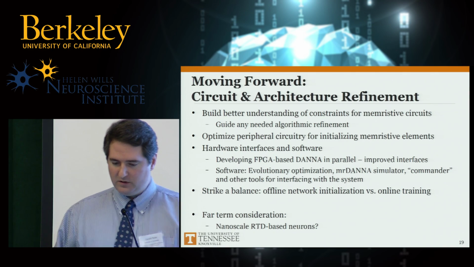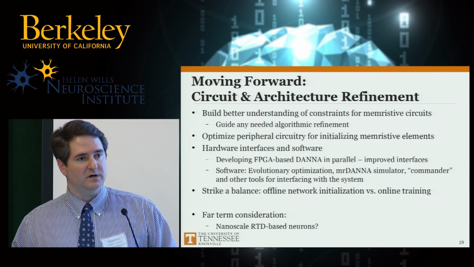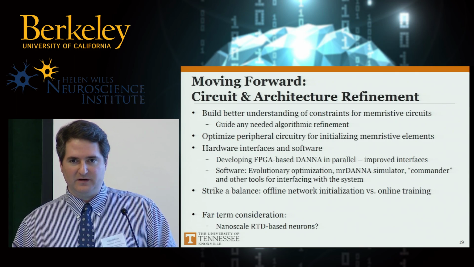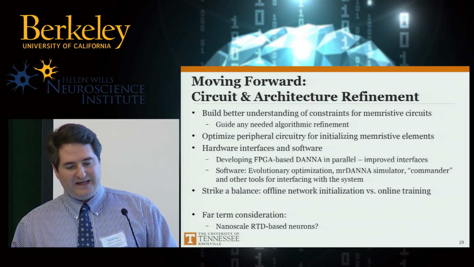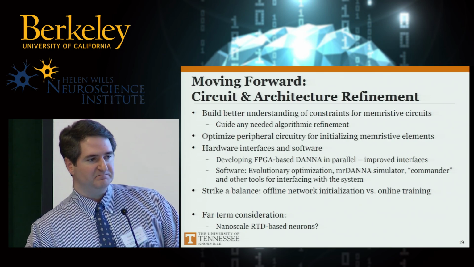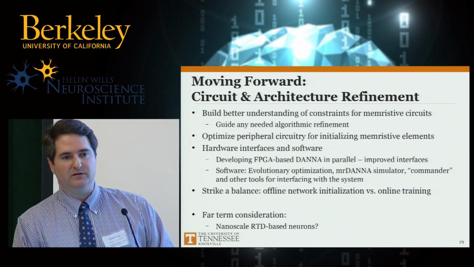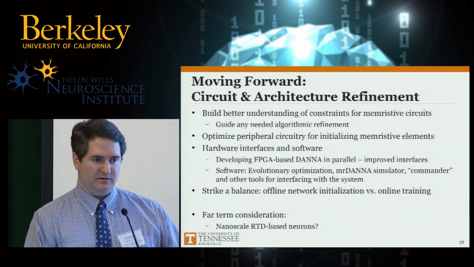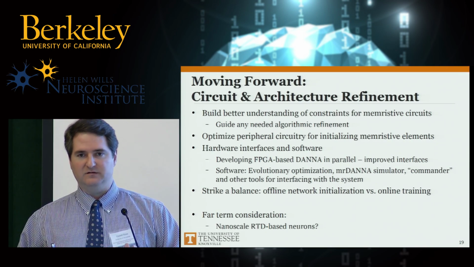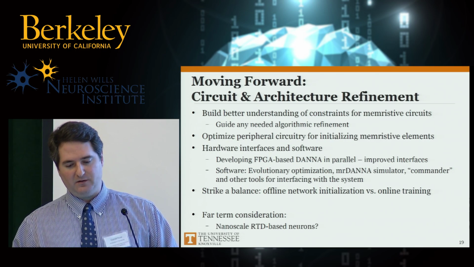Okay, so moving forward, as I mentioned, we want to better understand the constraints for memristor circuits, specifically the memristor circuits based on the devices we're working with, the hafnium oxide devices from Albany. And as we understand that, this should guide any needed algorithmic refinement. We've seen this a little bit as we go to the Dana implementation of the Nita architecture. The Nita architecture we think of as purely analog in a sense. We go to Dana, and everything is essentially digital. We're implementing this in an FPGA. So that constrains the way we implement the algorithm.